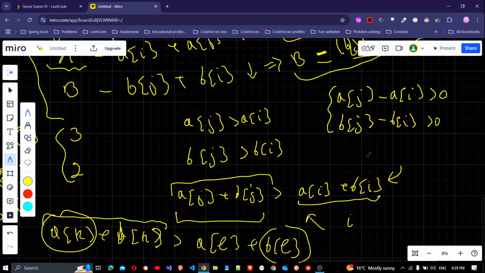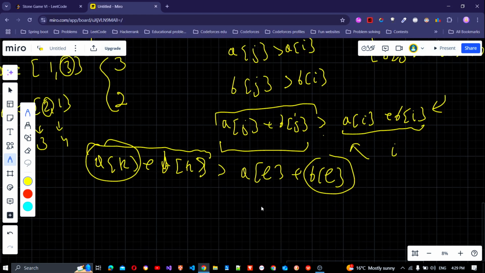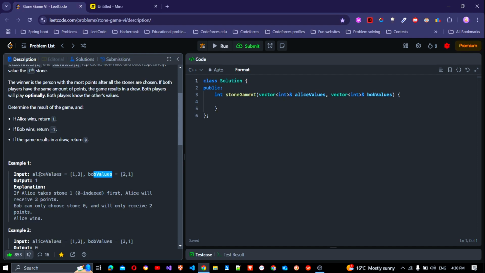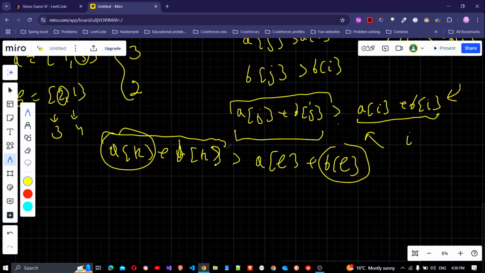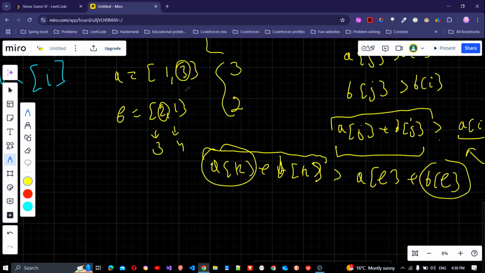So previously Alice took the I stone, and now she takes the J stone. You see, she only takes the J stone if AJ plus BJ is greater than AI plus BI. For this reason, at their turn, the player takes the stone with the largest value sum for both Alice and Bob. So we just say Alice values and Bob values. For all of them, we add up the respective values, and we sort according to this.